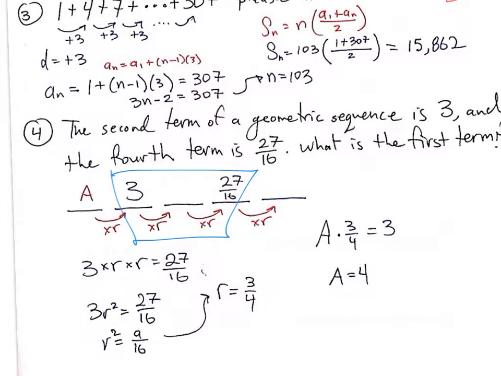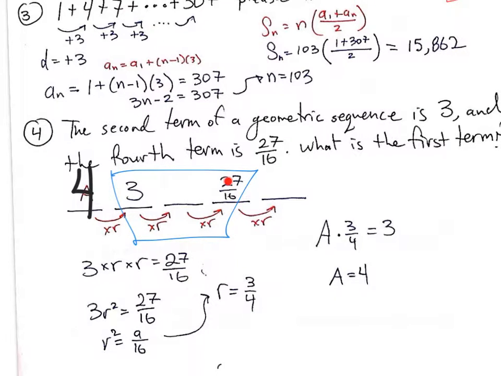So this right here is me putting this situation into equation form. a times 3/4 equals 3. This times 3/4 equals 3. And solve, and we get a equals 4. So the value of this term here would be 4.